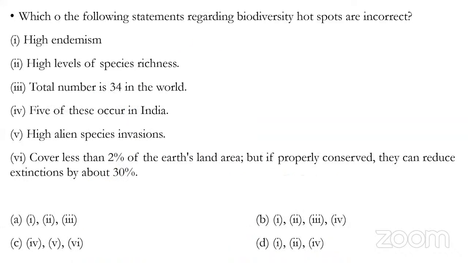Please quickly answer this last question and then we'll take a break for 5 minutes and then continue after that. Which of the following statements regarding biodiversity hotspots are incorrect? It should be having high endemism. It should be having high level of species richness. The total number of biodiversity hotspots that you see on planet Earth is 34. Initially, it was 25 plus 9 were added, 34. Three of them occur in India, whereas here they have given it as 5, so this is wrong.